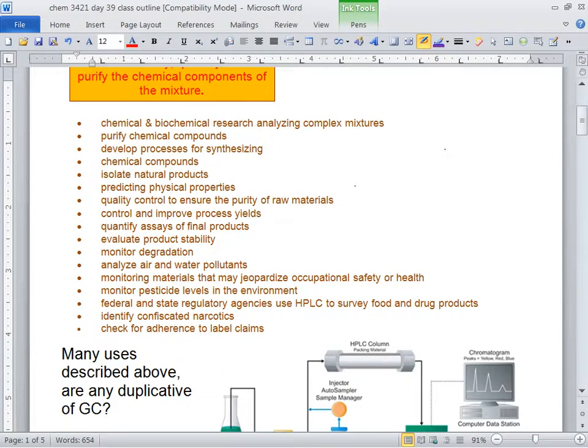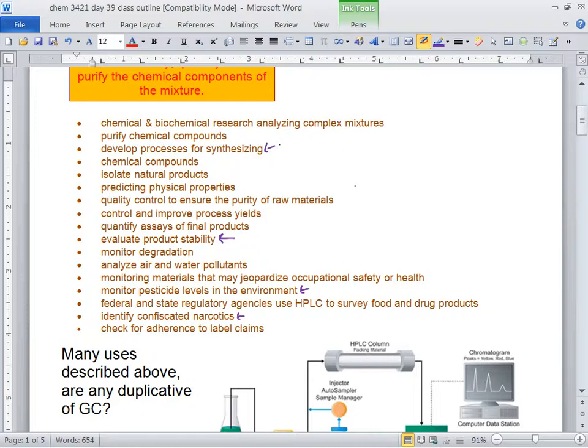So there's a lot of things you can do with this. Think of you can monitor, see if something's stable over time. Pesticide levels in the environment. I'm just picking out some of these. I look for somebody's narcotics, right? Synthesize some compounds, see how pure they are. Isolate compounds. There's a lot you can do.